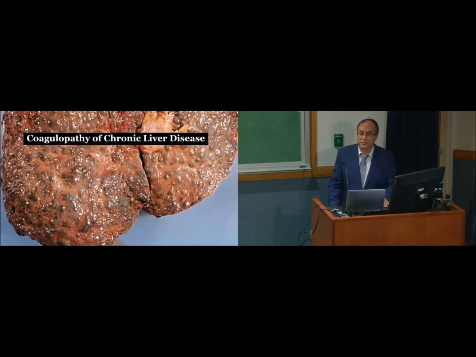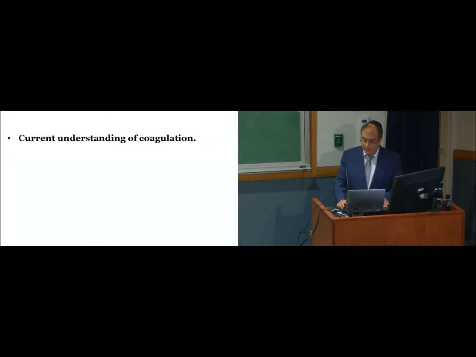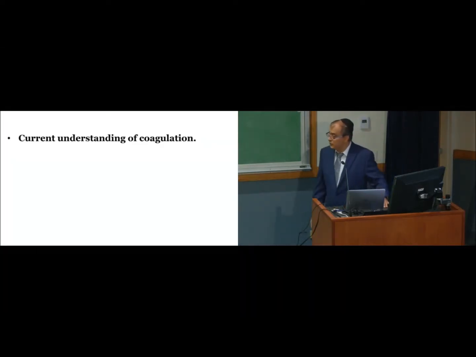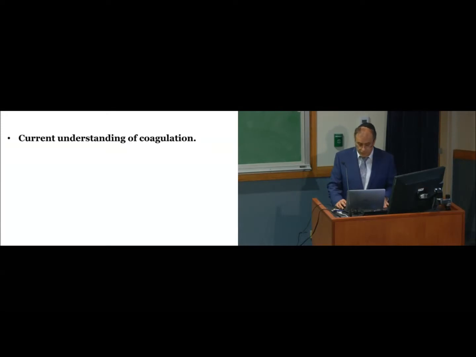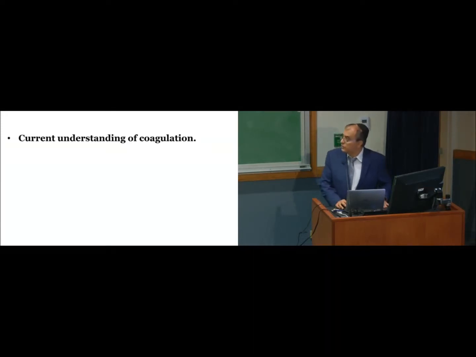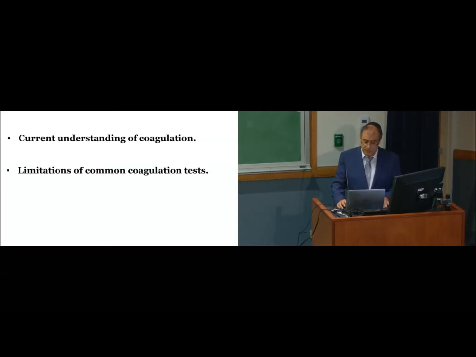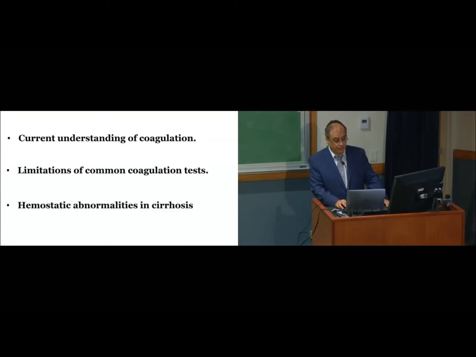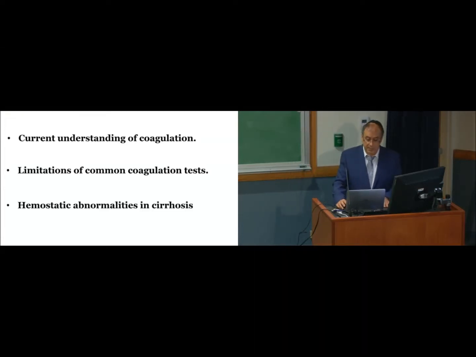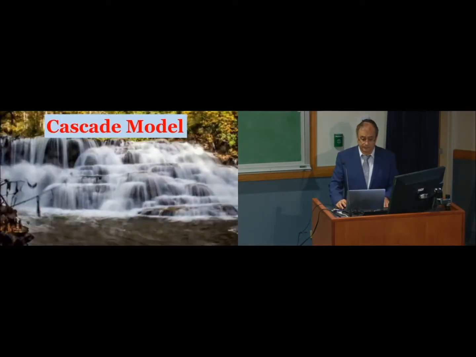With that in mind, today's topic is the hemostasis of cirrhosis, and it is intended to bridge some of the gap that we might have in the matter and help us to improve our management. We will do a quick update on the current understanding of the coagulation process. We will discuss the limitation of the common coagulation tests like PT and PTT, and then delve into the specific hemostatic abnormalities that are found in cirrhosis, and we'll close with clinical points.